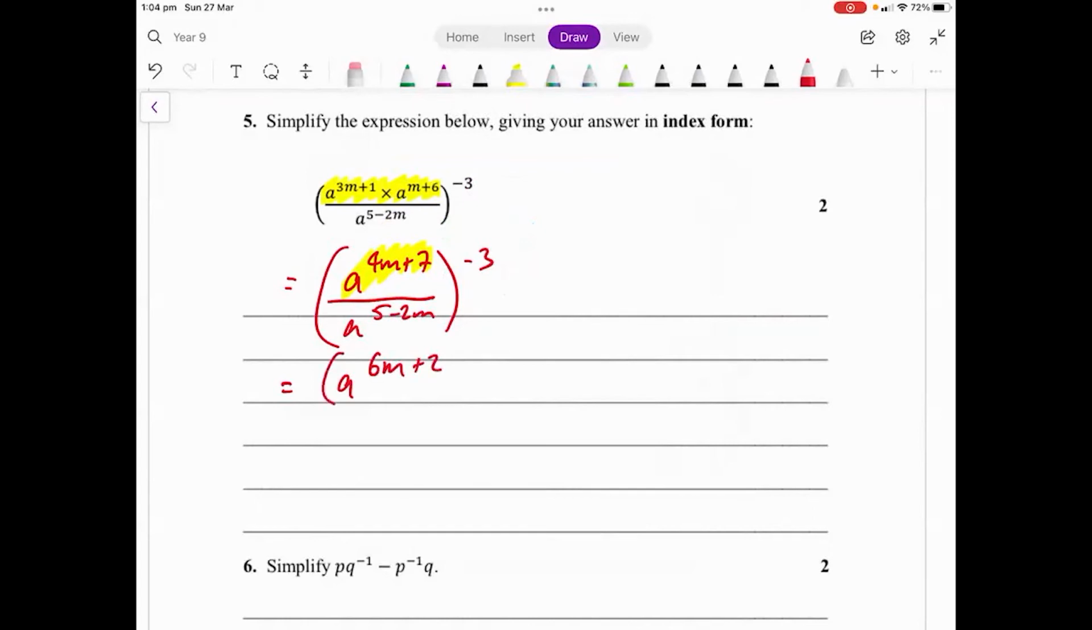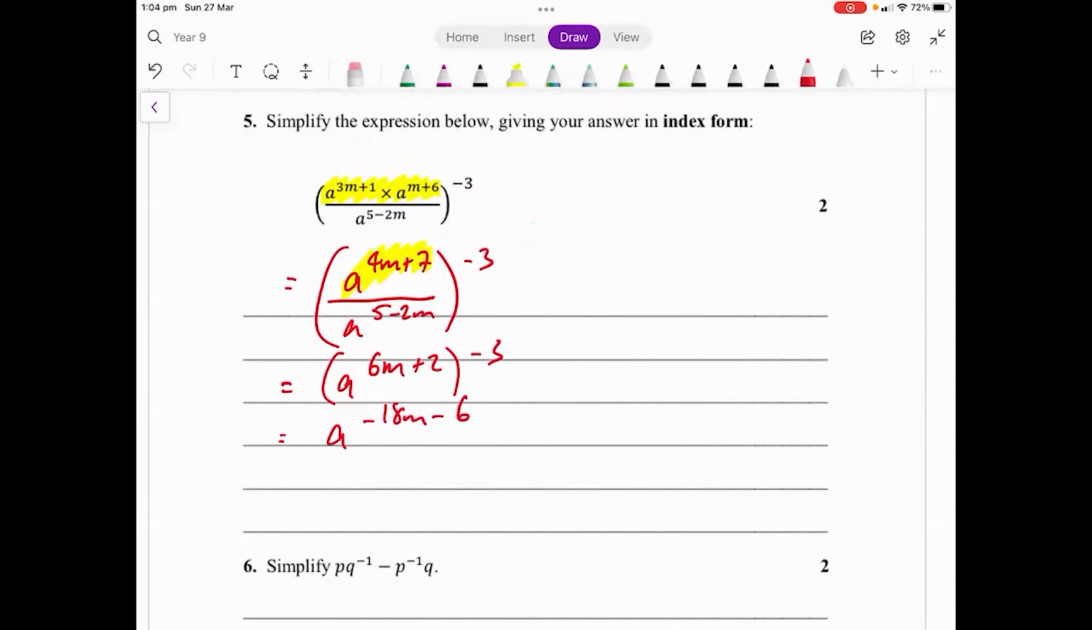Finally, I'm ready to expand those brackets. Negative 3 times 6m is negative 18m. Negative 3 times 2 is negative 6. Final answer, a to the power of negative 18m minus 6.